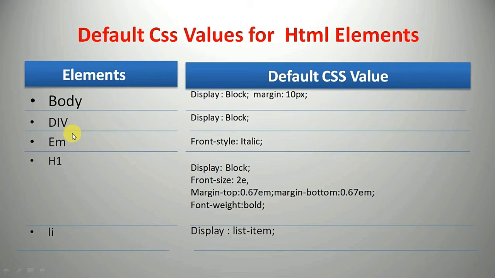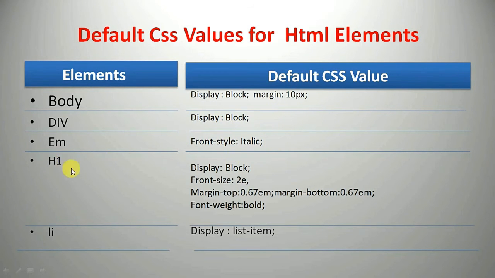When I make the division element, the display is block by default already, meaning without our making changes it is already defaulting to display block. And em is emphasized, and its font style is italic. Without any changing, it is already showing that the font style is italic. So that is a default CSS value.